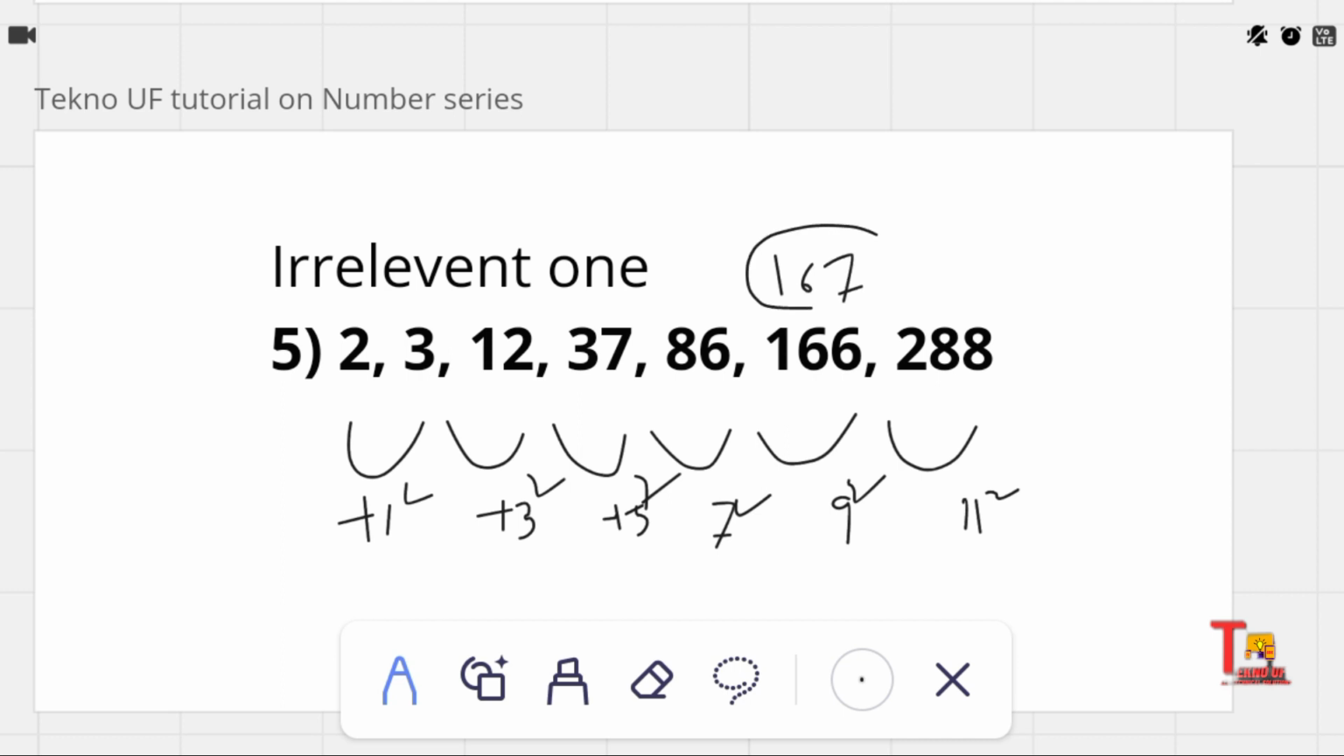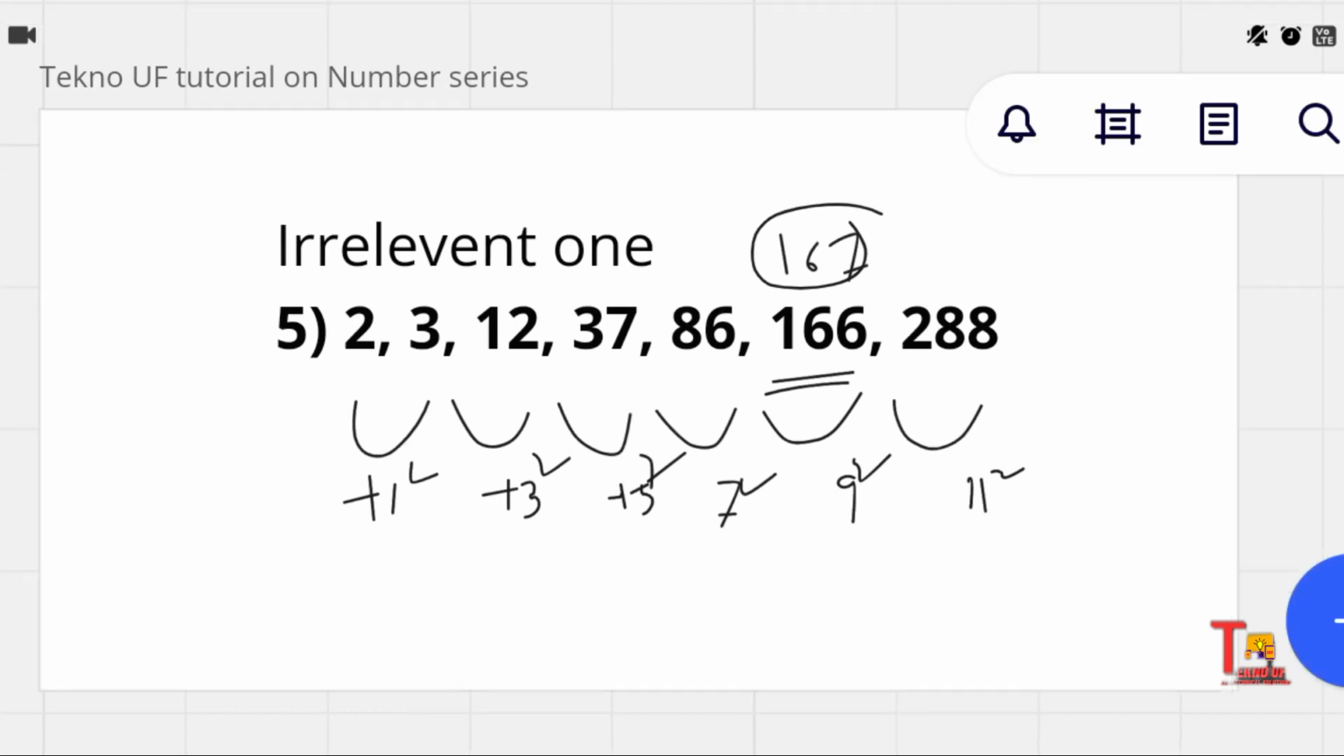So this is what it was supposed to become, but 186 is given, so this is actually the irrelevant number in the series. Okay, so this is the answer. I hope you have understood the problem. Okay, let's move to the next problem.